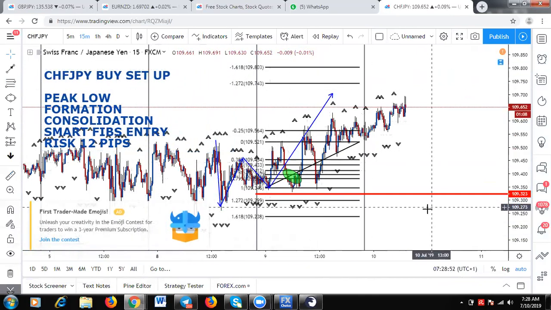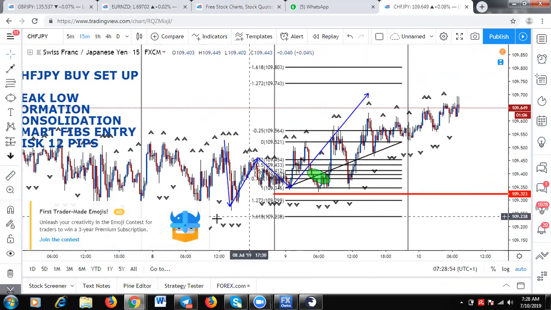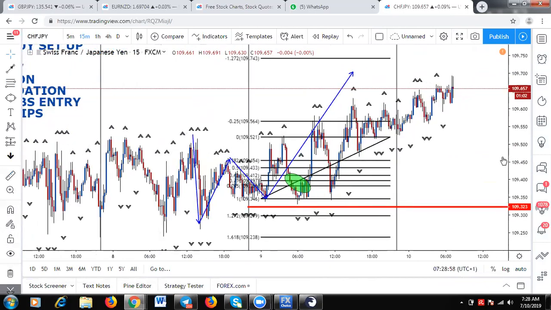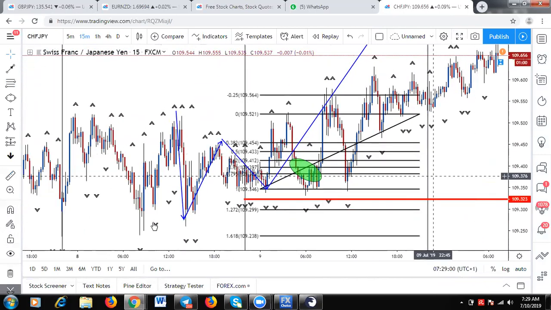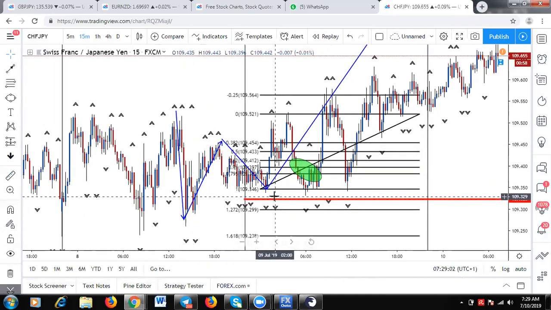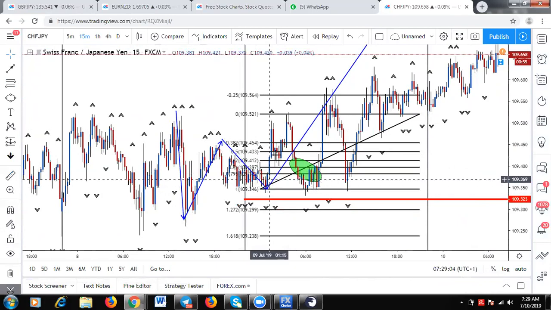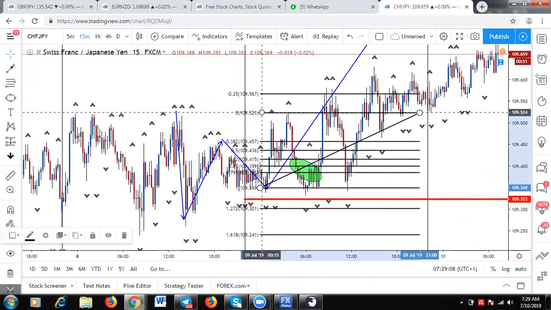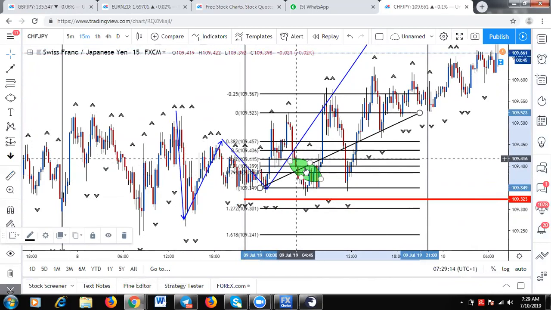So for the first entry, this was my setup. I got the W formation right here. The W formation, let me make it clearer. The W formation, and then I placed my fibs right here. And then this was it. You know, price came back. This was my entry point.